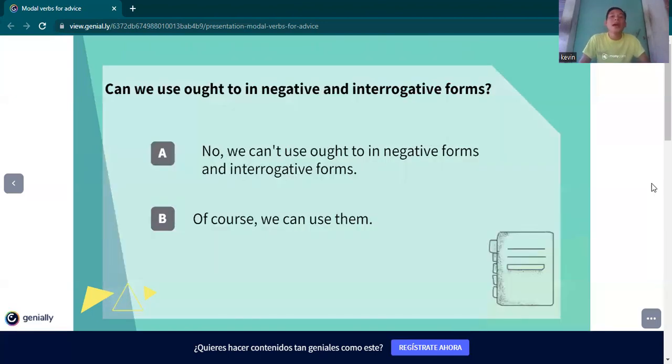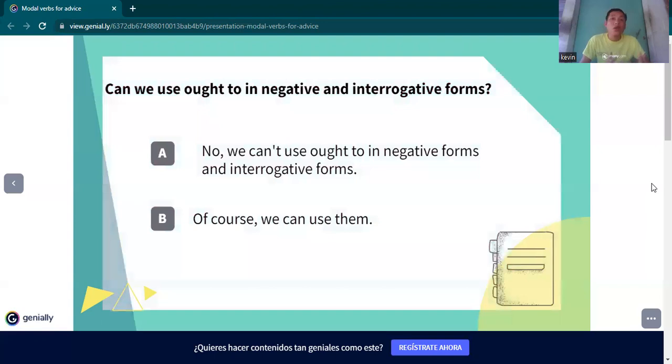Okay, now this is the last question. Can we use ought to in the negative and interrogative forms? Okay, pause the video and respond. You got it? Okay, if you choose letter A, no, we can't use ought to in negative and interrogative forms. You did it excellent, and that is true. We cannot use ought to in the negative and interrogative forms.